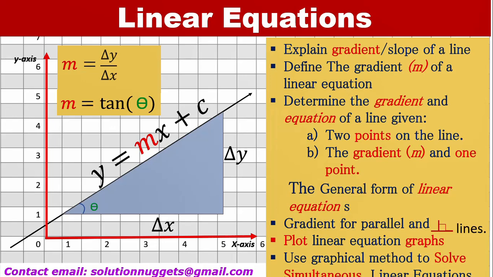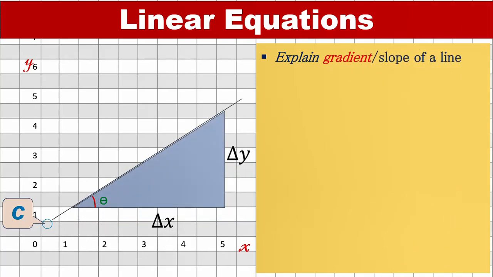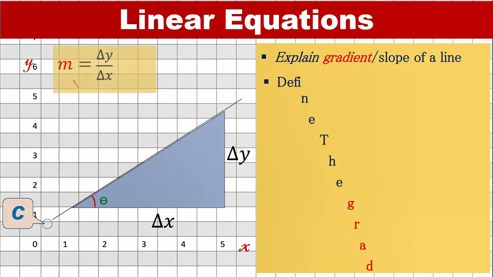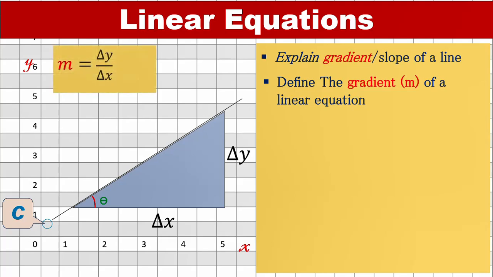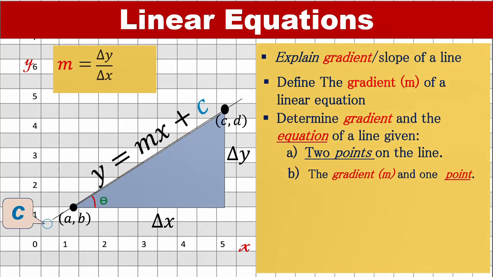Here's what we'll be covering in this video. 1. The basics. We'll start by explaining what the gradient or slope of a line really means and how to visualize it. 2. Defining the gradient, m, understanding the role of m, gradient, in the linear equation. 3. Finding the gradient and equation of a line. We'll walk through how to determine the gradient and write an equation for a line when we're given either 2 points or 1 point along with the gradient.